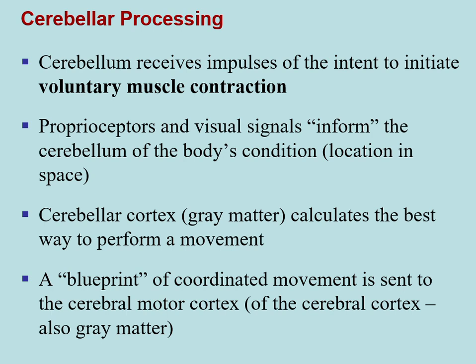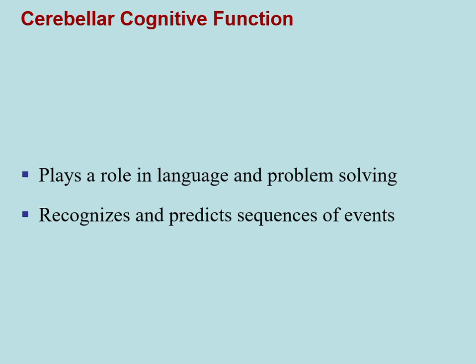The cerebellar cortex, the outer gray matter, actually calculates the best way to perform a movement. So that blueprint of coordinated movement that the premotor cortex generally sends out to the body is usually fine-tuned by the cerebellum. There's also a little bit of cerebellar cognitive processing. It plays a role in language and problem solving and helps us recognize and predict sequences of events, which is why it's also good at putting together that blueprint.